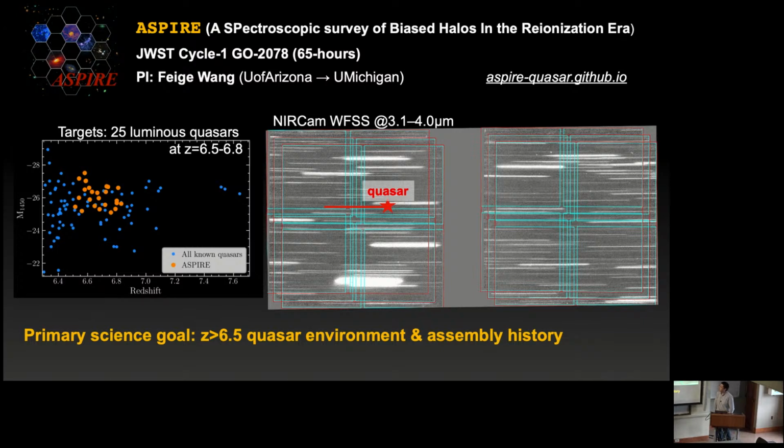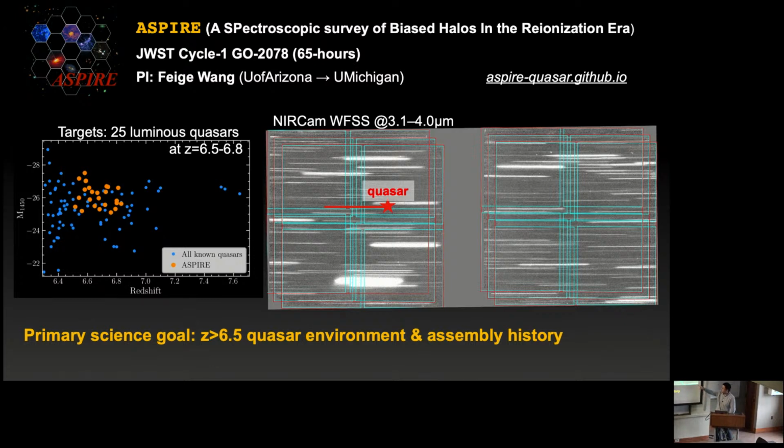So we start to use this set called the Spectroscopic Survey of Biased Halos in the Reionization Era. It's actually looking into quasars, not really these star forming galaxies. So we select 25 quasars at redshift 6.5 to redshift 6.8, to try to understand whether these most massive black holes reside in the most massive dark matter halos at this early regime.